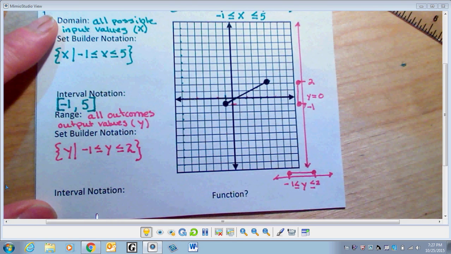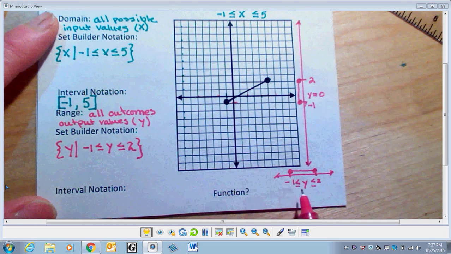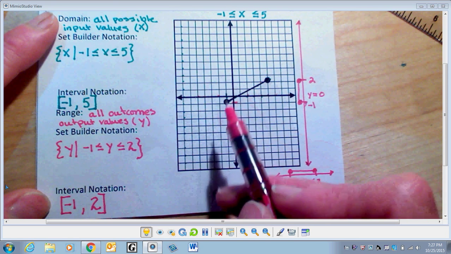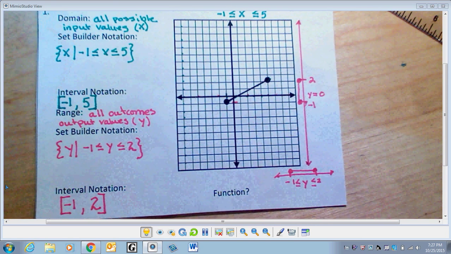If I'm going to do interval notation, what's my lowest value? My lowest value is -1. It can include it, and I can go all the way to 2, and it includes that. So any number that exists between -1 and 2 can be an output given this function.